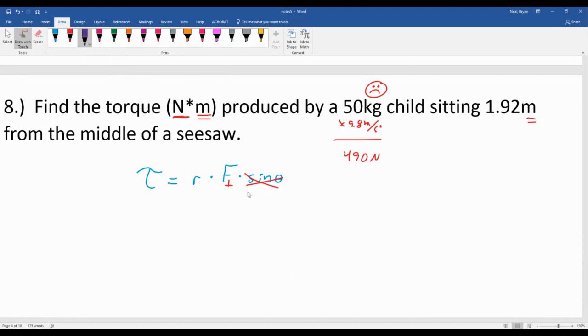From here, because there is no angle and no additional work, we're not balancing or solving anything, we just get to plug right in. So 1.92 meters for the radius, basically the leverage we've got, and then multiplied by the force there. So the 50 kilogram kid makes almost 500 newtons of force pushing down on the seesaw.